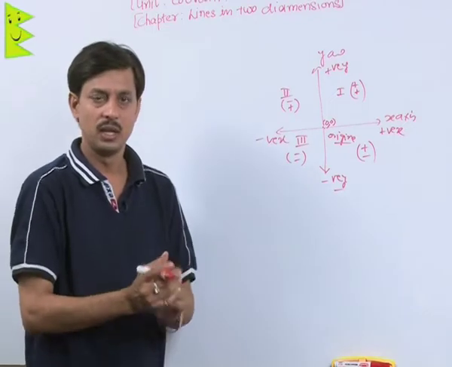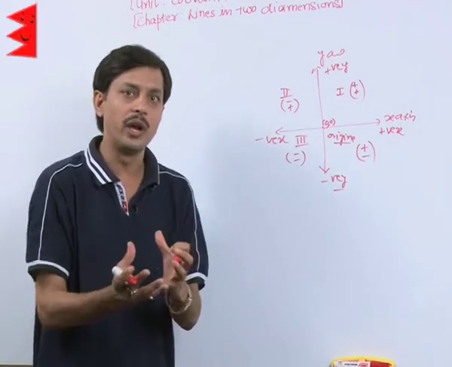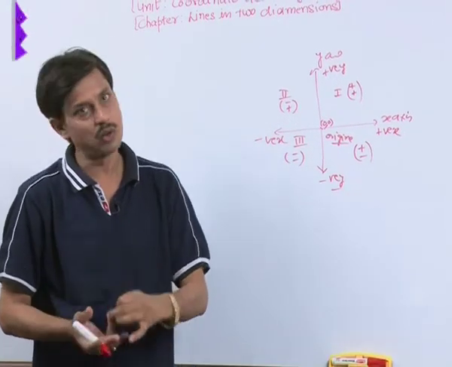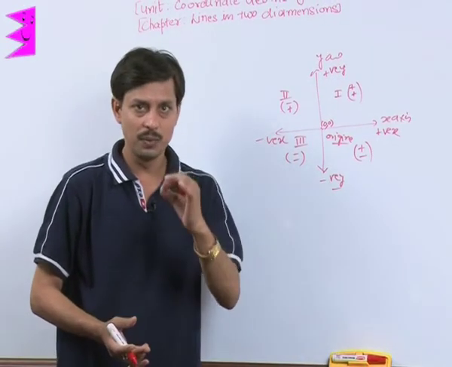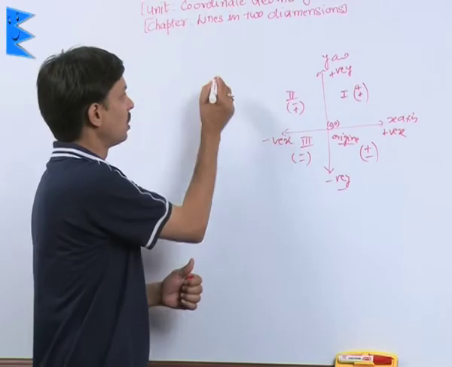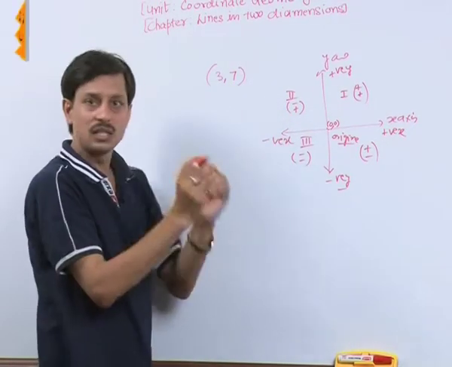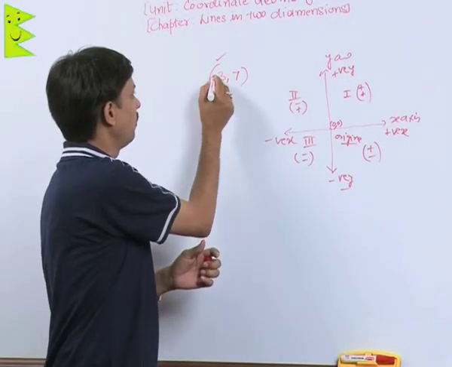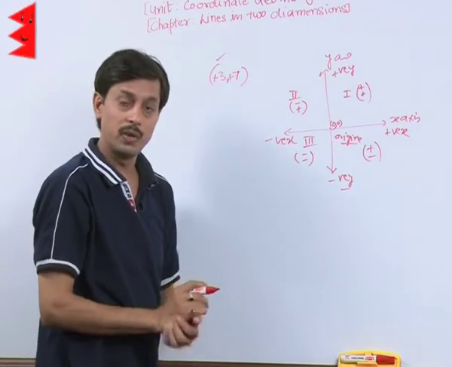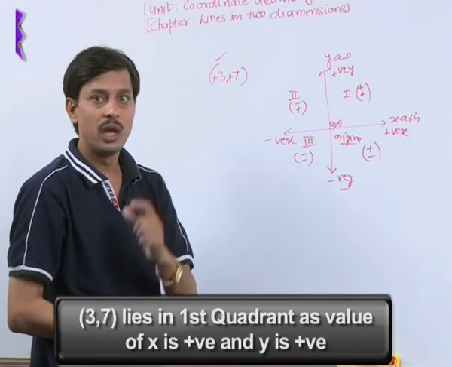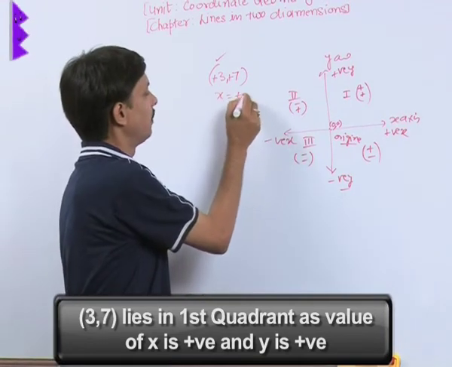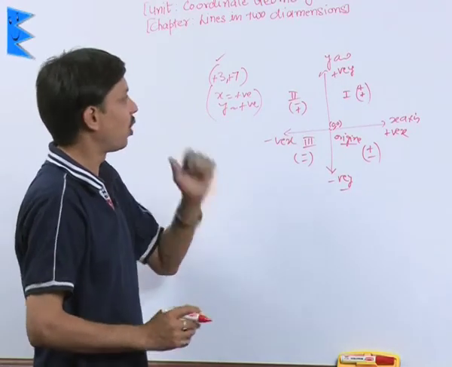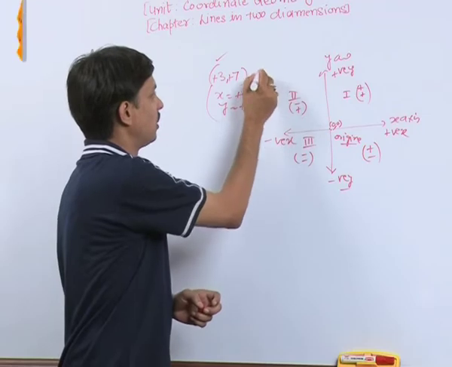Now, if we give you one point, you need to recognize the position of x and the position of y. The position of x is the abscissa and the position of y is the ordinate. Suppose 3, 7. If I ask in which quadrant this point lies? 3 is positive and 7 is also positive. Both values are positive. It means x is positive, y is positive. So both abscissa and ordinate are positive. Hence this lies in the first quadrant.